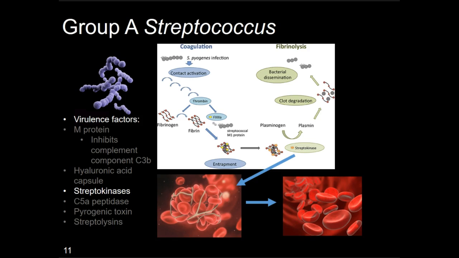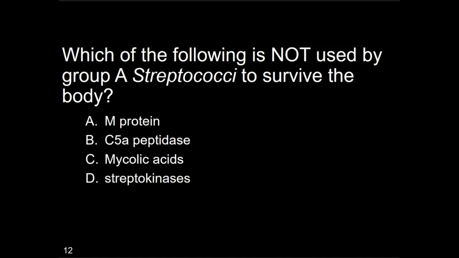Now, in this particular chapter, I have a number of questions for you to answer. I'm going to post the questions on Blackboard so that you can answer them at your leisure, but I just wanted to present them here. Which of the following is not used by group A streptococci to survive in the body? Is it M protein, C5a peptidase, mycolic acids, or streptokinases?